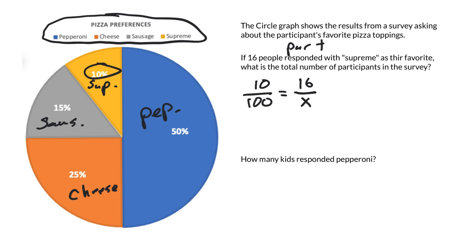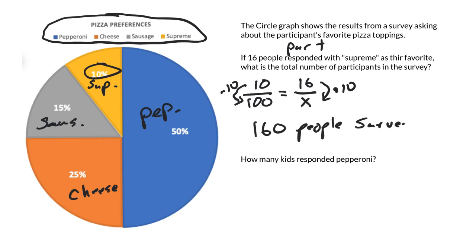Now, you can find a connecting number here. You could do 16 divided by 10 times 100 and work in a circle. You could do that. I noticed this, that to go from 10 to 100, that's just times 10. So to go from 16 to the whole, I need to multiply by 10. And I know that 16 times 10 is 160 people surveyed. So that's the whole. That's how many people they talked to. So 160 people were talked to, 10% like supreme, which was 16 people.